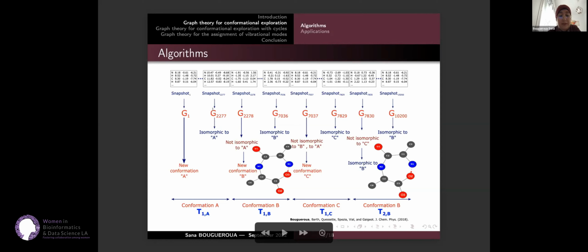Here, for example, we see that this conformer is isomorphic to conformation A, so we just increment the frequency of appearance of this conformation. And in the next one, it is not isomorphic, so we add it to the set of conformations already identified. At the end of the algorithm, we have the set of conformers with their periods of appearance and disappearance, and we also get the different transitions between those conformations.